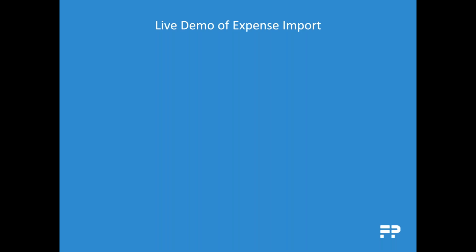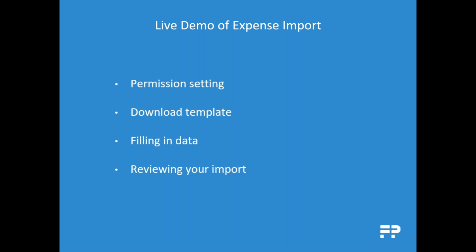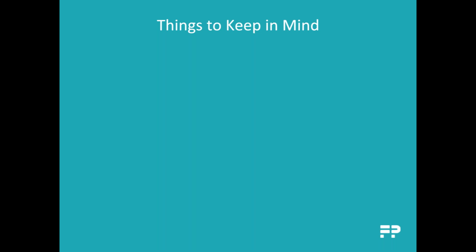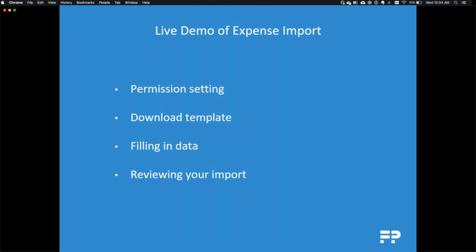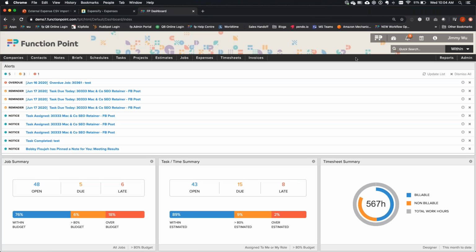Okay. So let's take a look at a live demo of how this is going to work. We'll go through a few things. First off, we'll talk about the permissions on who actually has access to this, how you can download the template, and filling in the template. I'm going to use Expensify as a sample example here for today's purposes. And then we'll talk about how, once you finish the import, you review it to make sure that it is correct. Okay. So let's jump into the Function Point system.